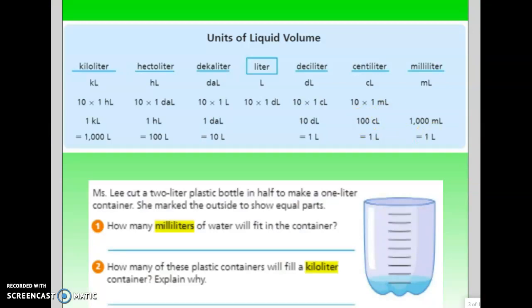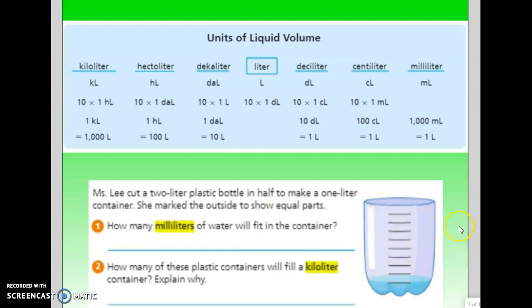All right, here is our chart. Here are our first two questions. Mrs. Lee cut out a 2-liter plastic bottle in half to make a 1-liter container. So think of a 2-liter bottle of soda. She cut it in half. This makes a 1-liter container right here. She marked it on the outside to show equal parts. So, how many milliliters of water will fit into this container?